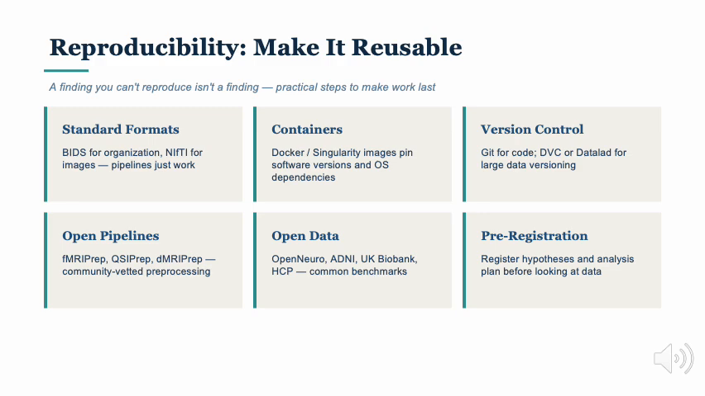Here are 6 practical steps. Use standard formats like BIDS for organization and NIfTI for images, so pipelines just work. Use containers like Docker. Use version control, Git for code, DataLad for large data. Learn and use open, community-developed pipelines like fMRIPrep, MRIQC, and dMRIPrep. Use open datasets such as OpenNeuro, ADNI, UK Biobank, and HCP as common benchmarks. And pre-register your hypothesis and analysis plan before you look at the data.